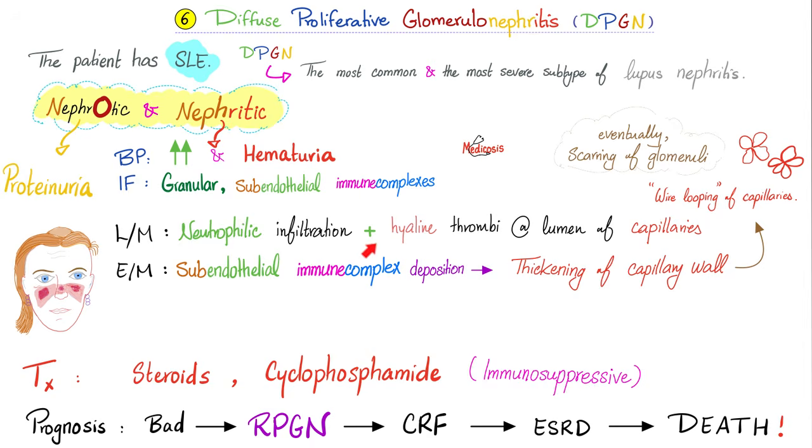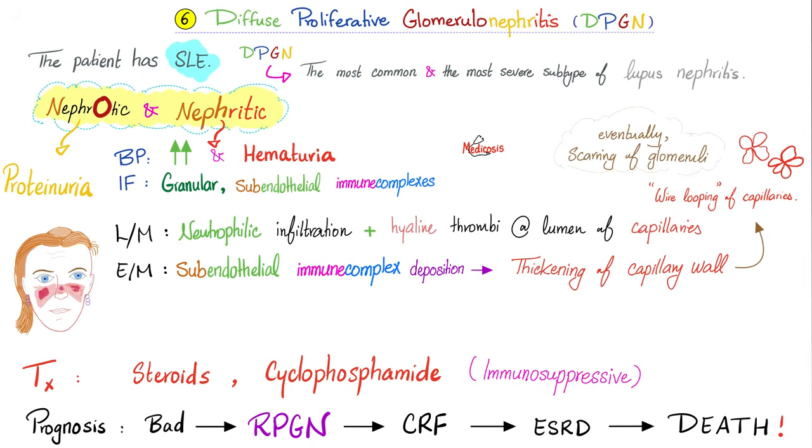My glomeruli are inflamed, hyaline thrombi, capillary wire looping inside my kidney. Electron microscopy and immunofluorescence will show granular subendothelial immune complex deposition. That's the reason behind the wire looping. Lupus is an immunological condition, so treat with immunosuppressants. Unfortunately, many patients will end up with rapidly progressive glomerulonephritis, followed by chronic renal failure, followed by end-stage renal disease, and then dialysis or kidney transplant, or we're gonna miss you.